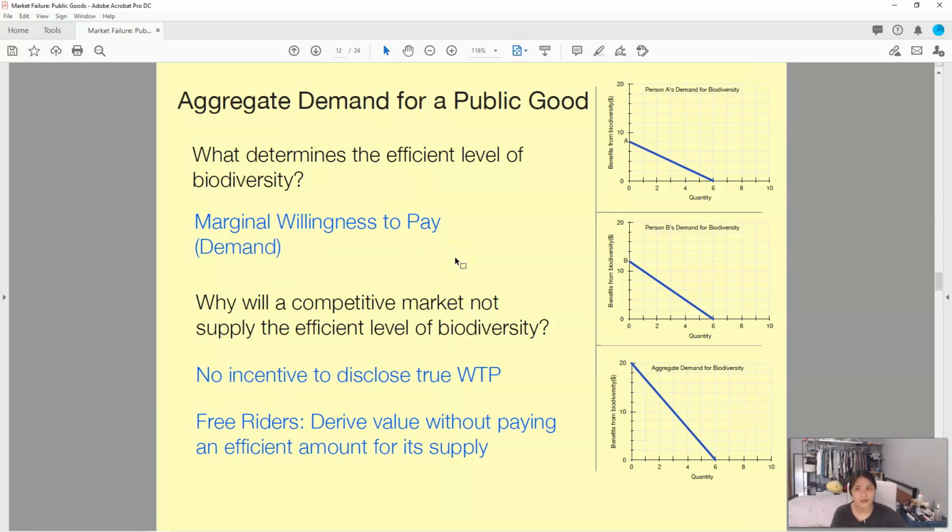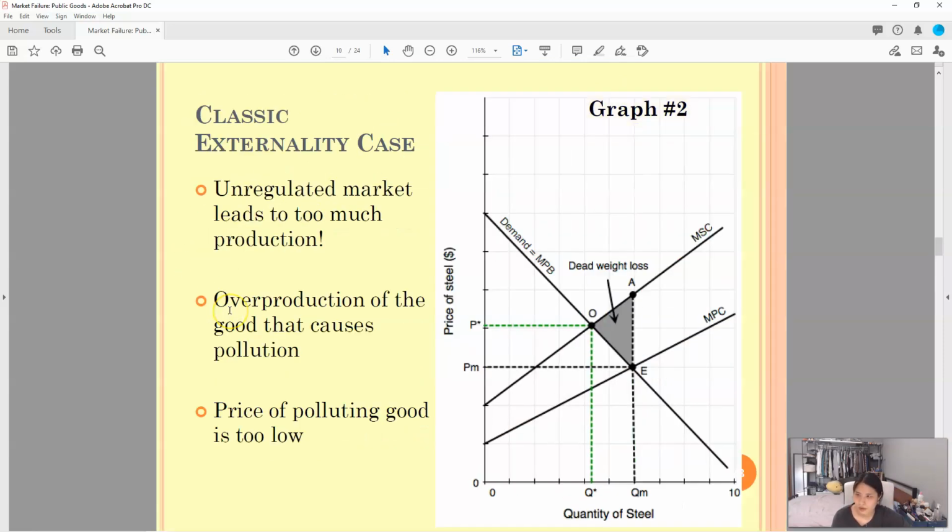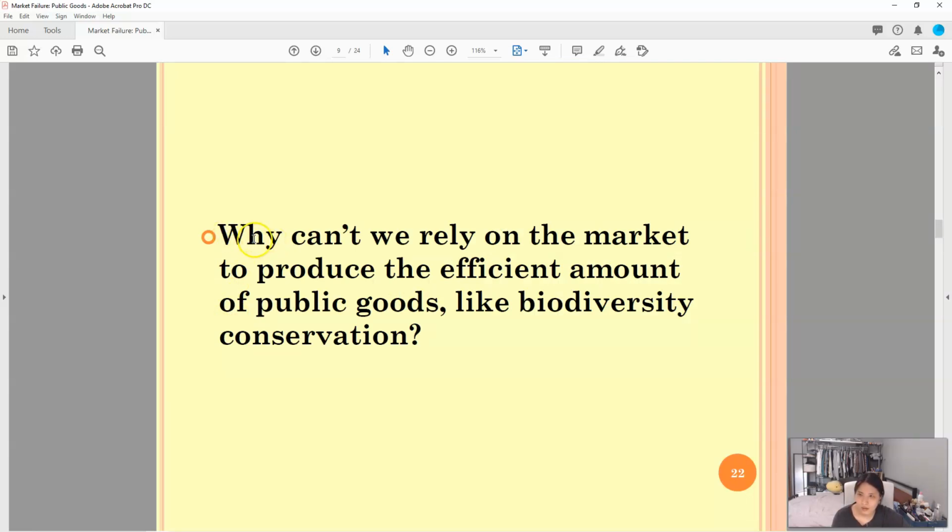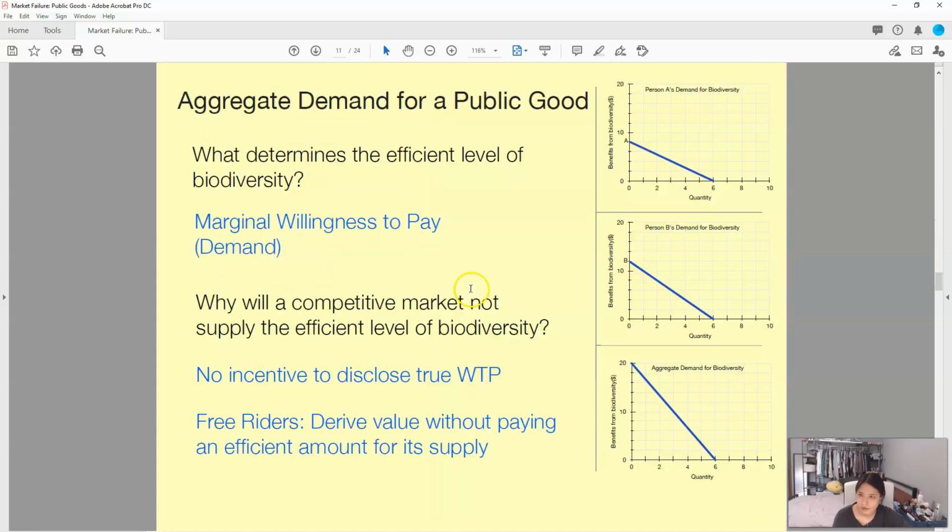So what determines the efficient level of public goods? Or we can say, what determines the efficient level of any good? The marginal willingness to pay, the marginal benefits curve, or we can say the demand curve. So why will a competitive market not supply the efficient level of biodiversity? That's just the same question we ask: why can't we rely on the market to produce the efficient amount of public goods?